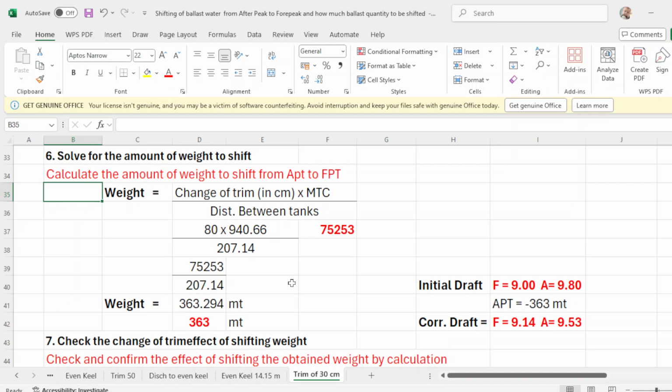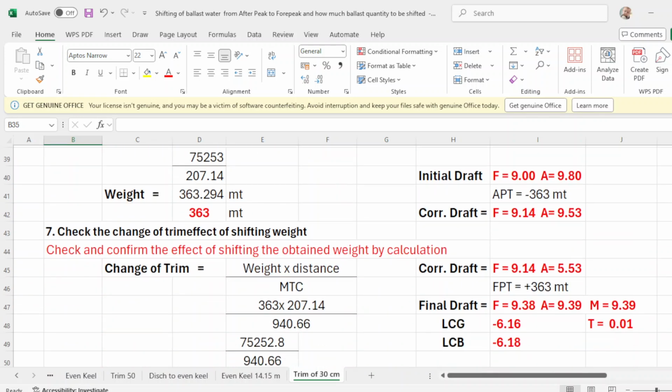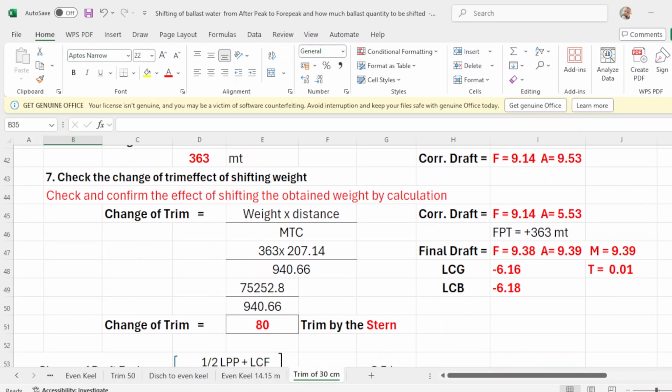Double check. 80 times 940.66, that will be 75,253. Divide by your distance between tanks, 207.14, that will be 363. Okay? Confirm, that's correct. Then we have the change of trim, which is 80 centimeters.